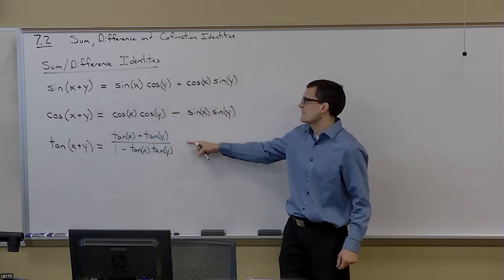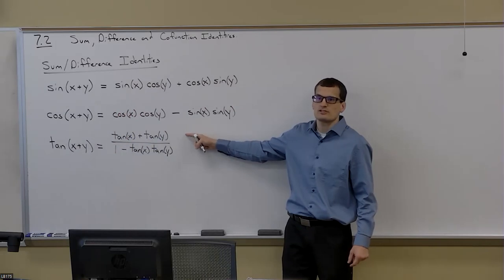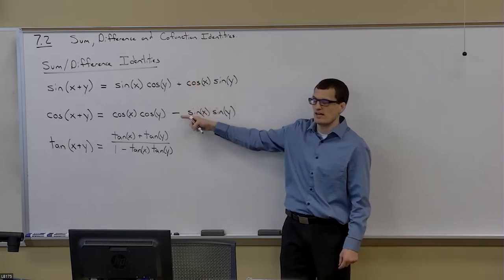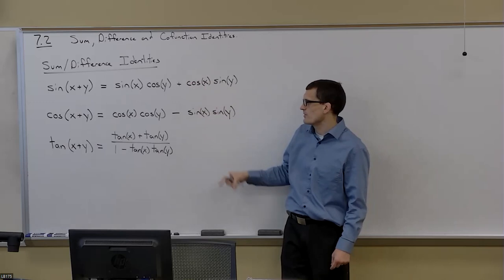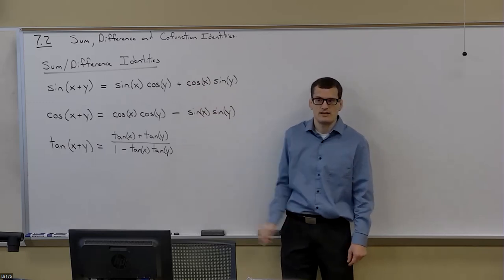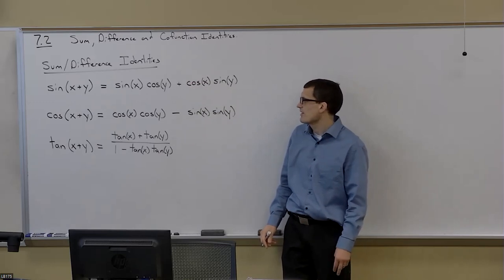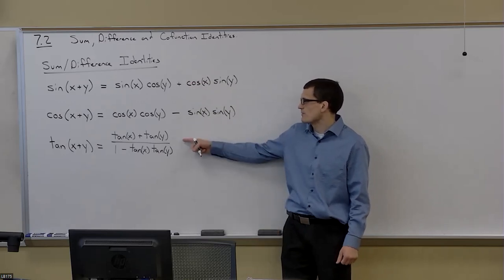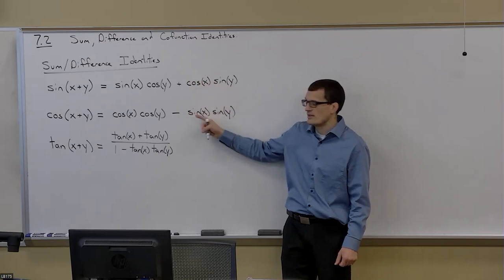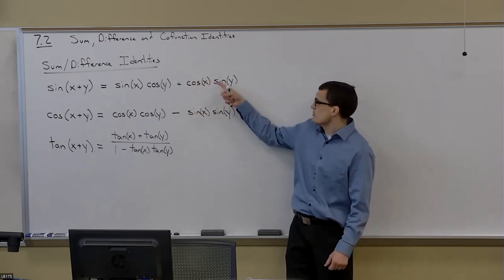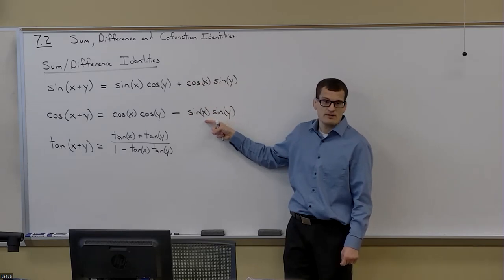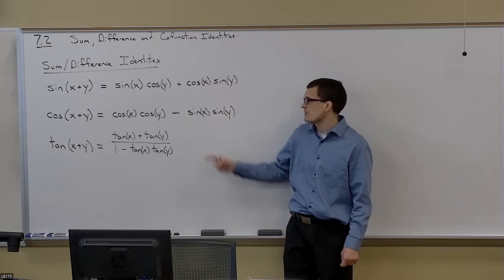By the way, this one, if you wanted to, you can actually create from a combination of those two, because tangent is sine over cosine. So if you put this one over this one and then rewrite it, it turns out you get that. So this one can be figured out by just taking this divided by this. If you multiply everything by 1 over cosine x cosine of y on top and bottom, then you end up with this.